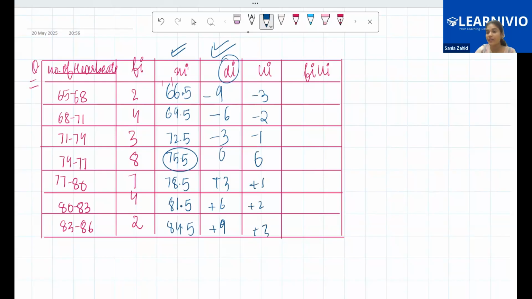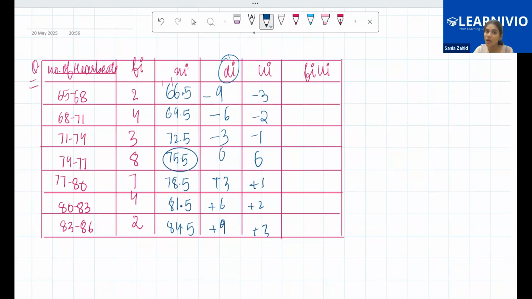Now I again simplified it. First I simplified the xi value, now I further simplified the di value. Now, is it very easy to multiply fiui? First, I had to multiply fixi, and that was a difficult step. So I tried to reduce my calculation: first I reduced xi to di, then I reduced di to u. Are you able to understand the concept behind all three different types of methods? Why were the different methods developed? What is the concept behind them?